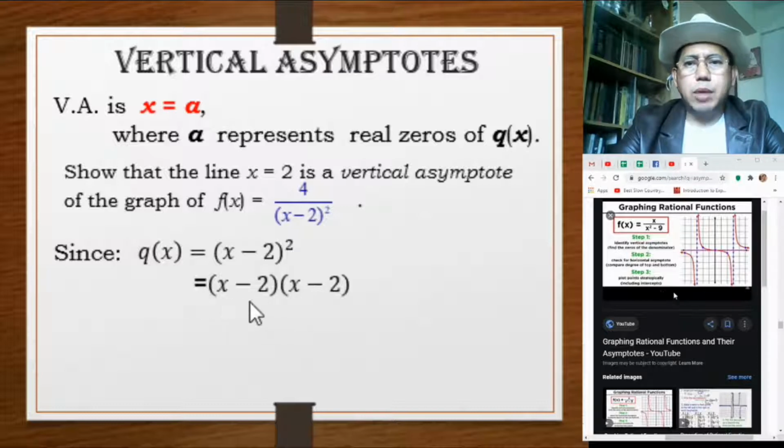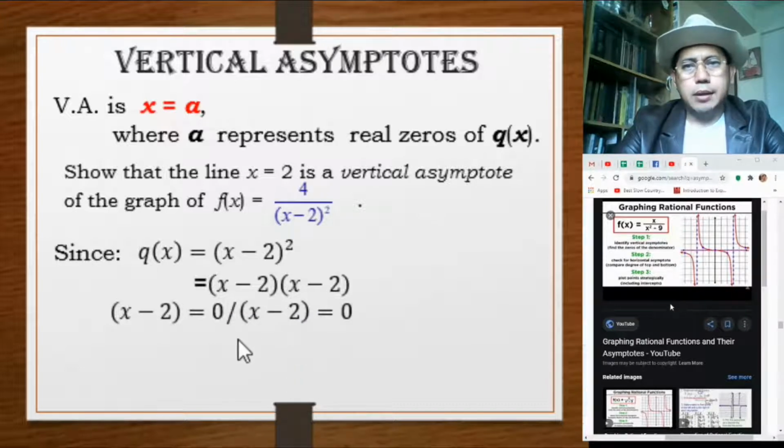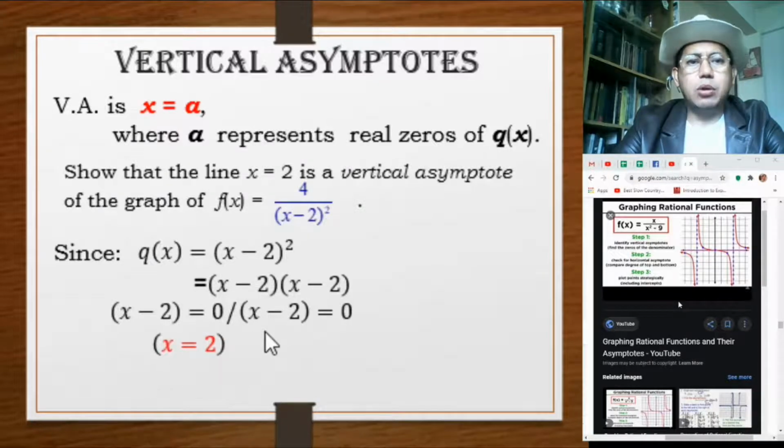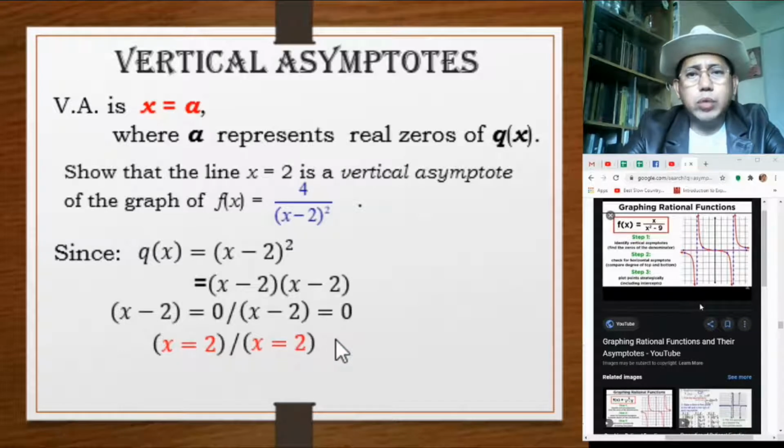So in the factor method, we have to factor the denominator, and so it will give you a factor of x minus 2 and x minus 2. And after that, equate that one to 0. Each factor must be equated with 0. And after factoring them and equating them to 0, that's the time we're going to look for the value of the x. You will notice that we have the same values of x with regards to our two factors given.